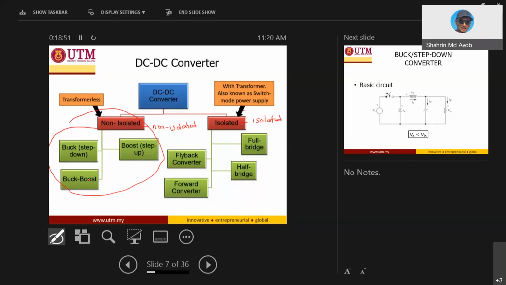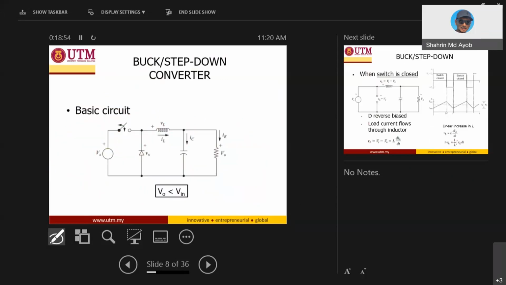So we go for the first converter, which is the buck converter. The buck converter is a step-down converter. It consists of three elements: the diode, inductor, and capacitor. Since this is a step-down converter, your V out is always lower than V input. This is wrong, so it should be V out is always smaller, or it can also equal your V input.